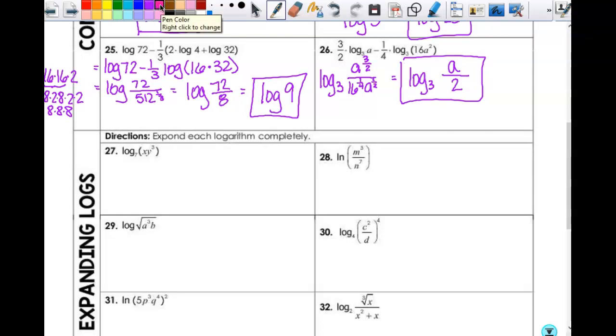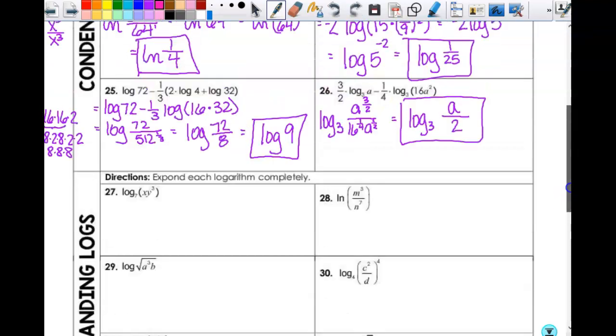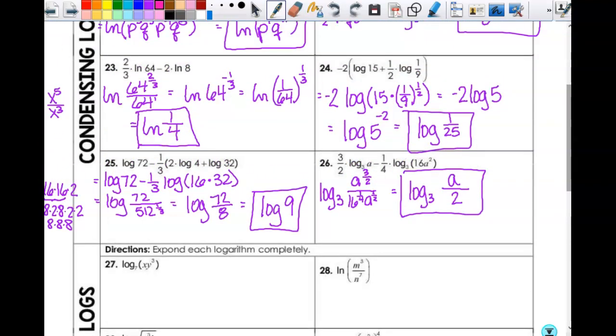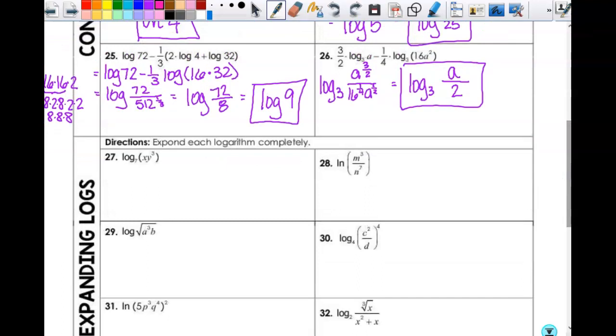Now let's expand. I didn't cancel them out. I did a to the 3. I had to do 3/2 minus 1/2. That gives you 1. Just like up here, you would do 5 minus 3 to give you x squared, right? It doesn't just work with whole numbers, it works with everything. So I do 3/2 minus 1/2 gives me 1. So I'm left with a to the 1st power.